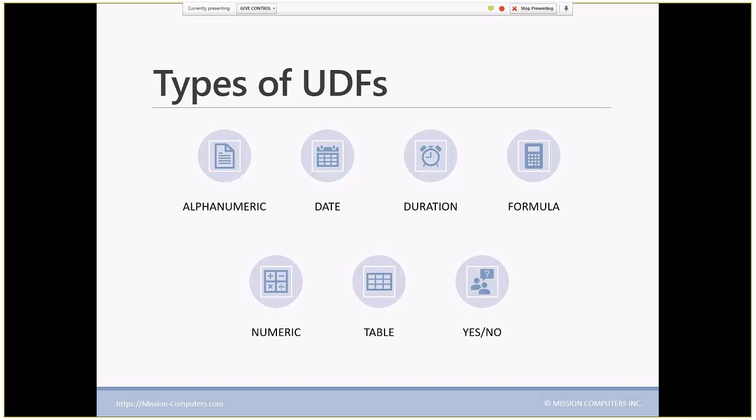And then table, I'm sure you've seen this before. If you've done any entry at all in Maximizer, you've probably come across one of these, because a table is a list of items that's available to you. So it's a predetermined list, like a drop-down list, if you want to call it that, that you can just pick from. So that's really fast because there's no typing involved there. You just pick from the list.